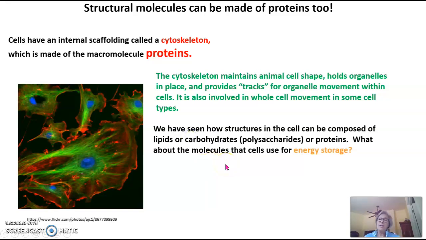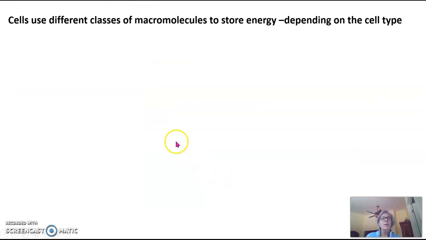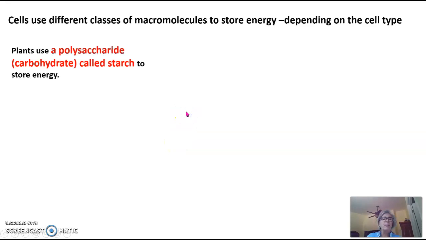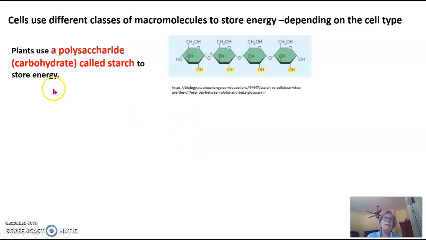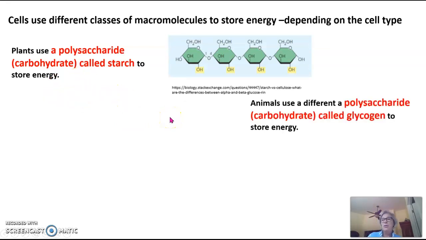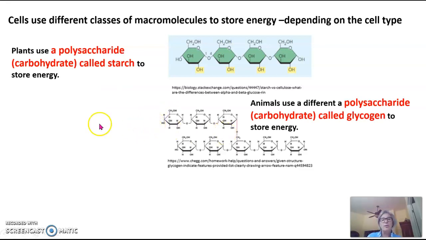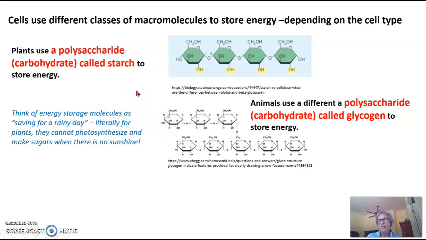So we've seen how structures in the cell can be composed of lipids or carbohydrates, and again, I'm specifically talking about polysaccharides, or proteins. But what about the molecules that cells use for energy storage? What are they composed of? Well, cells use different classes of macromolecules to store energy depending on the cell type. So plants use a polysaccharide, again, that's a carbohydrate, called starch to store energy. Animals use a different polysaccharide or carbohydrate called glycogen to store energy. It's pictured here.